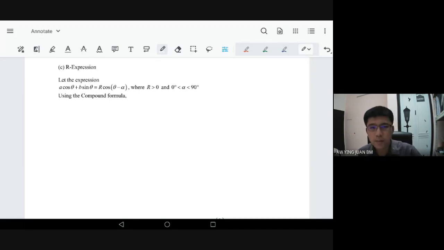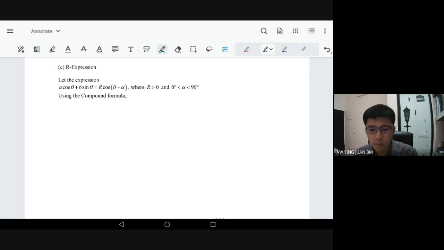Okay, so sekarang kita berada di R expression. R expression. So ini adalah salah satu cara untuk cari angle juga. So mula-mula kita ada normal, kemudian kita ada quadratic. Sekarang kita bergerak ke R expression. So benda ini sila letak bintang. Ini core kita. Okay, ini core kita.